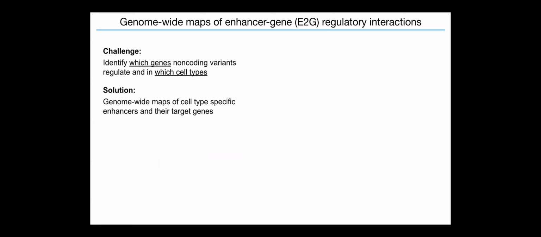Our proposed approach, in order to provide a resource to the community that allows researchers to quickly query different non-coding variants and find out what might be good hypotheses for target genes and cell types of action, is to provide a resource of genome-wide maps of cell type-specific enhancers and their target genes.